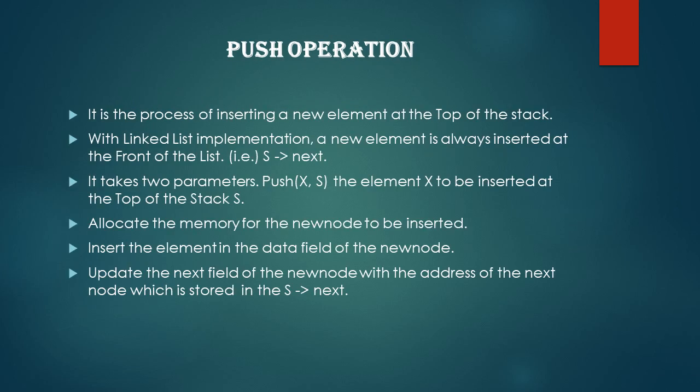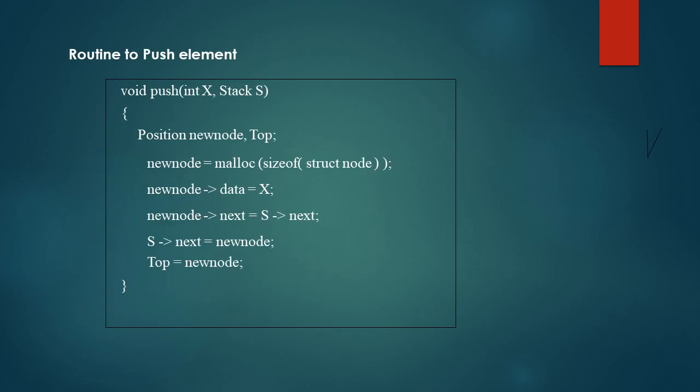Push operation. It is the process of inserting an element at the top of the stack. With linked list implementation, a new element is to be inserted at the front of the list. It takes two parameters, push x and S. The element x is to be inserted at the top of the stack. Allocate the memory for the new node to be inserted. Insert the element in the data field of the new node. Update the next field of the new node with the address of the next node which is stored in the S.